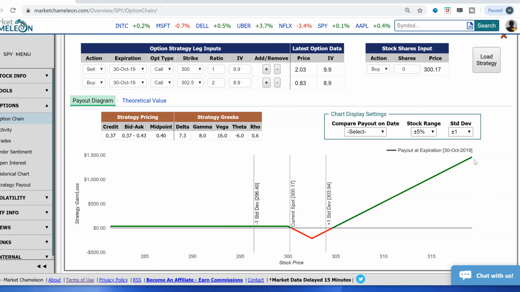Again, this is a ratio spread, selling one call, buying two out of the money calls. I set it up so that it would receive a credit here, 37 cents. And to the upside, you could see once you cross over break even, then your upside potential is unlimited.